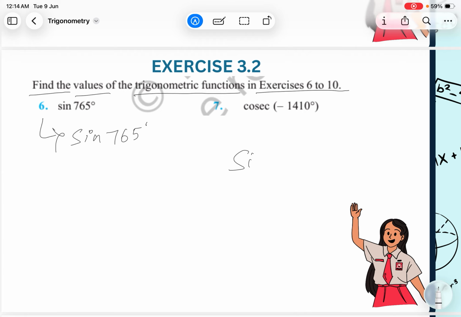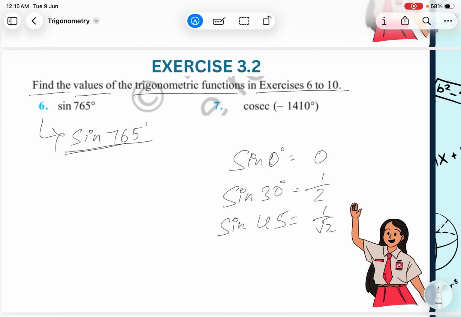If I ask you what is the value of sine 0 degree, you will immediately say it's 0. If I ask the value of sine 30 degree, you will immediately say it's 1 by 2. If I ask the value of sine 45 degree, you will say it's 1 by root 2. But when I ask you for the value of sine 765 degree, you will get confused and start thinking what the answer will be.